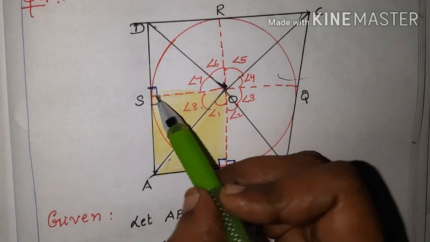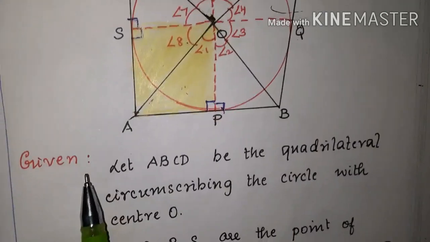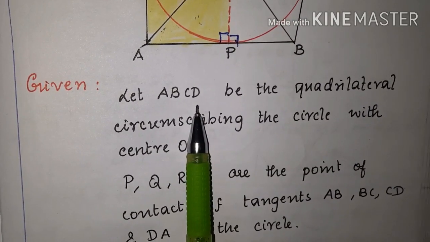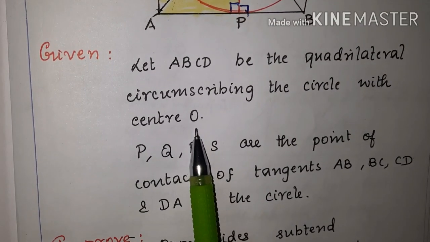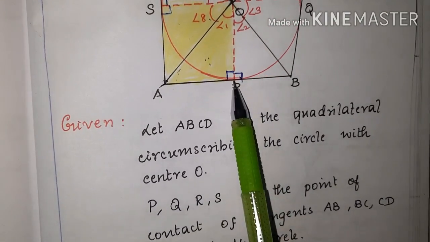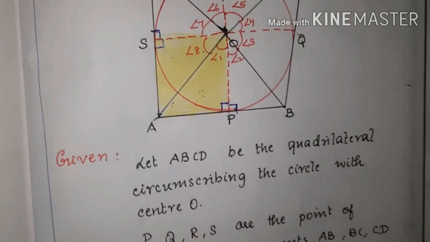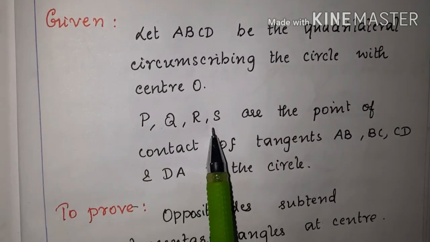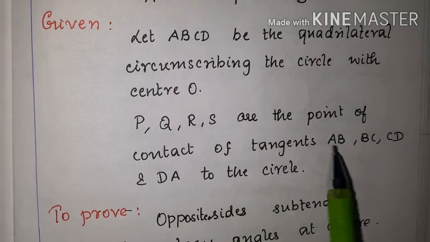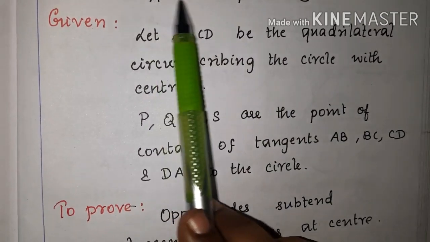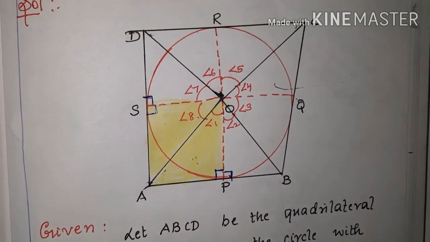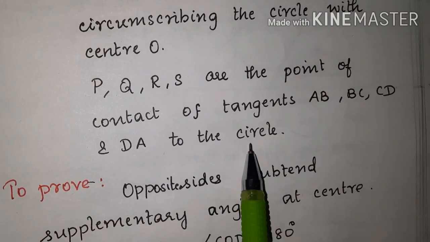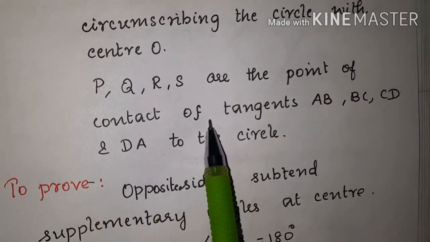Okay, children. So first what shall we write in the given? Given, what is it? It is a quadrilateral and it circumscribes the circle with center O. So the first given you have written. Next, what is there? There are points of contact. What are the points of contact? We have named P, Q, R, S as the points of contact of tangents. So what are the tangents there? All the 4 sides are acting like tangents, isn't it? Because they intersect the circle at only one point. So AB, BC, CD and DA are tangents to the circle.